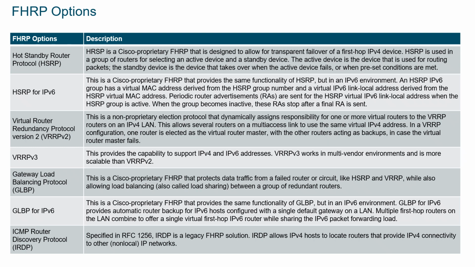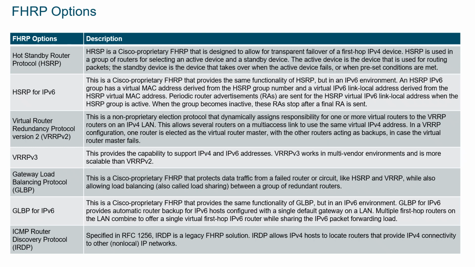Then you have GLBP for IPv6 that provides the same functionality of GLBP, but in an IPv6 environment, it provides automatic router backups for IPv6 hosts configured with a single default gateway on a LAN. Multiple first hop routers on the LAN combine to offer a single virtual first hop router while sharing packet forwarding.